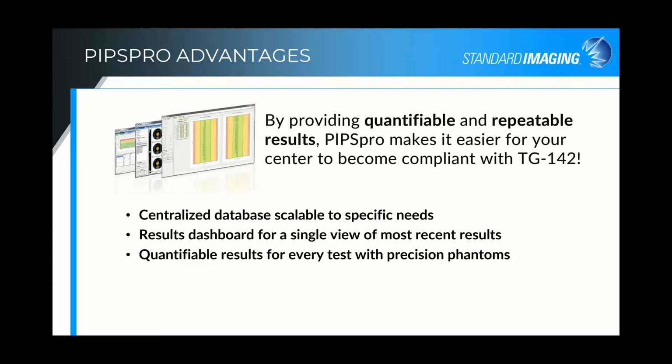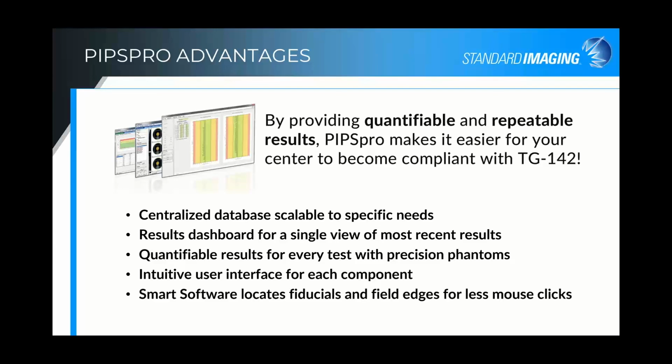Everything is quantifiable. Everything is tested with precision phantoms where required, or those actual test results from, say, the log file presented by the LINAC. Very intuitive user interface for each component, easy to use, very straightforward. It's a smart software. Any of the phantoms that have targets or fiducials or field edges are automatically found and localized, and it gives you results with fewer mouse clicks. Everything is kind of automated results for just about all the tests. And again, like I said, over 30 TG-142 tests in a single package. So it's a very wide-ranged software as well.